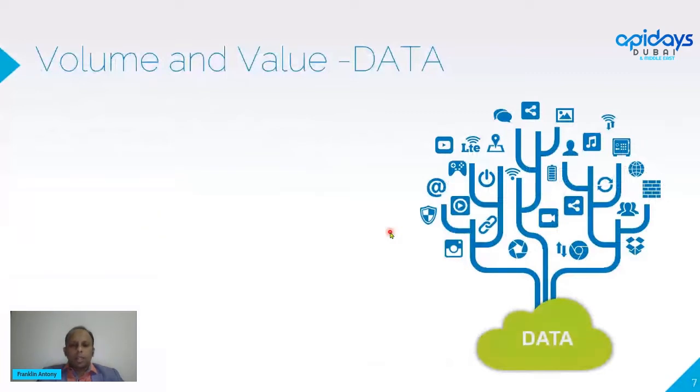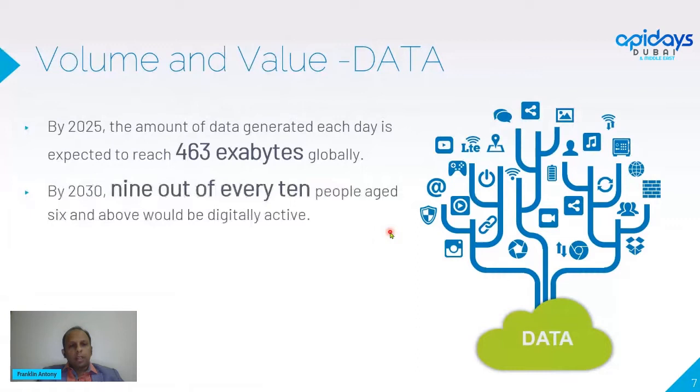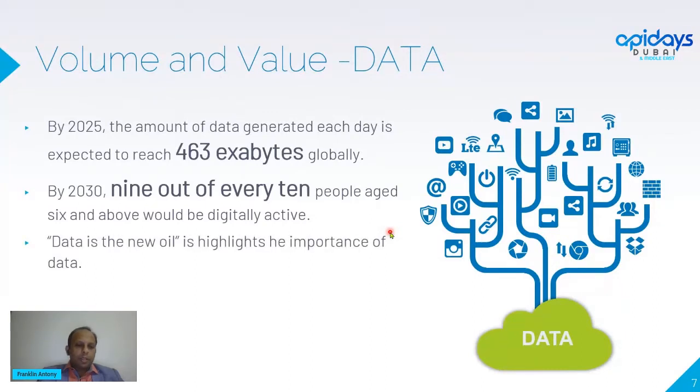The need for extracting data from the internet has put us in a situation where predictions say that in the year 2025 we'll be generating around 463 exabytes of data worldwide, and that's really huge. It's also believed that 9 out of 10 people aged above 6 would be digitally active. You can imagine the kind of information being generated today is so huge that we can't keep up with it, and this is going to explode in the years to come. And data is not just the new oil, it's still the oil that is driving value out of these ecosystems.